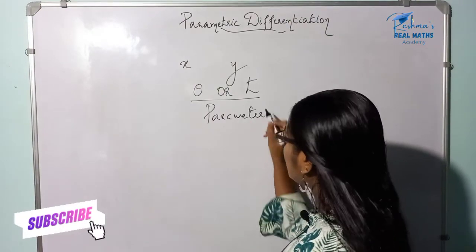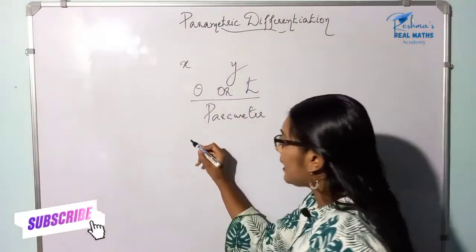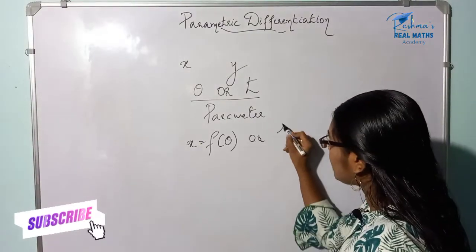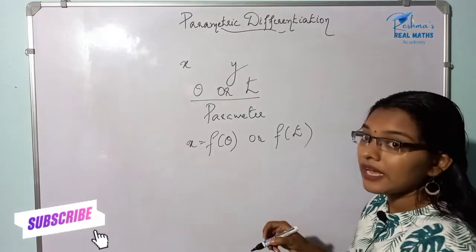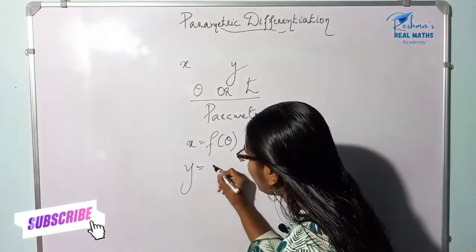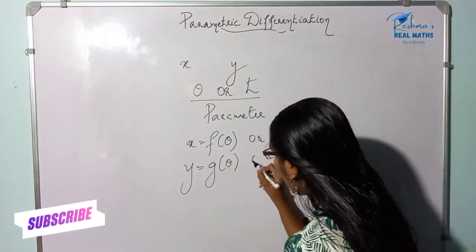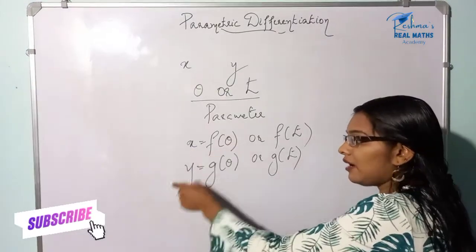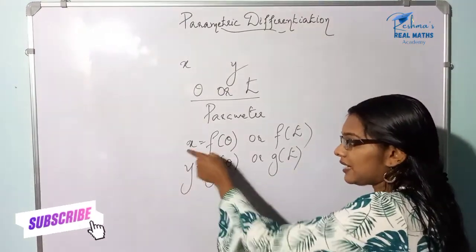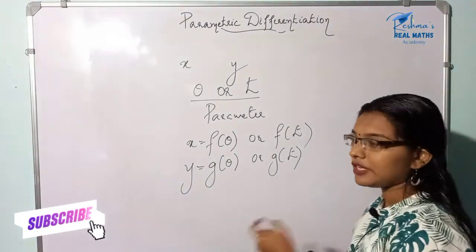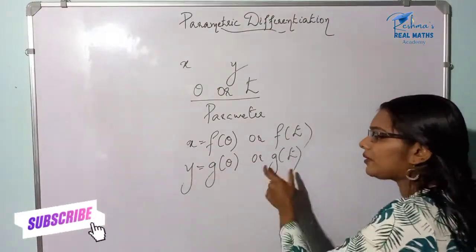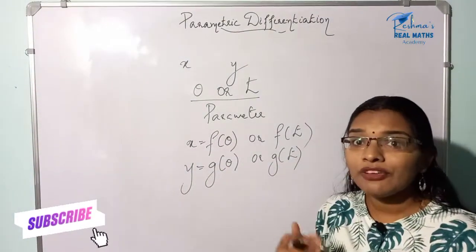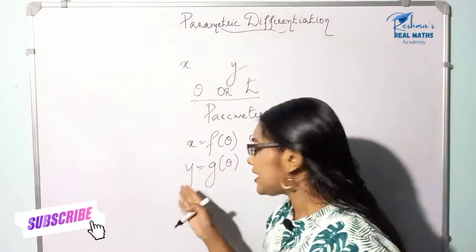parameter. So here in this type of questions, x will be a function of theta, or sometimes x will be a function of t. Similarly, y also will be a function of theta or a function of t. That is, if x is a function of theta, y also will be a function of theta. That is, x equal to f of theta, y equal to g of theta. If x is a function of t, y also will be a function of t. Clear? Now, we'll see how we find the differential in case of such type of questions.